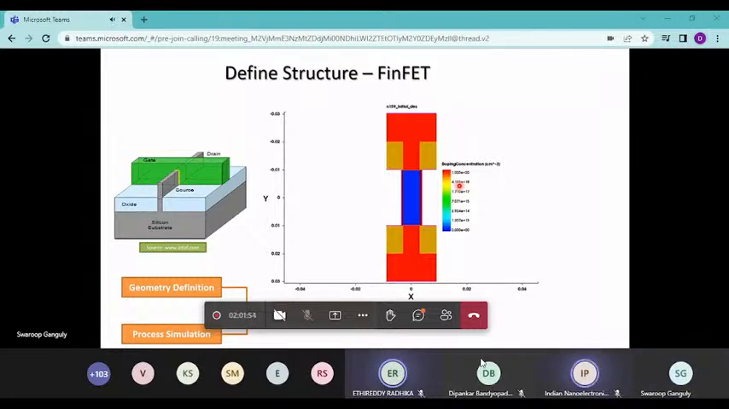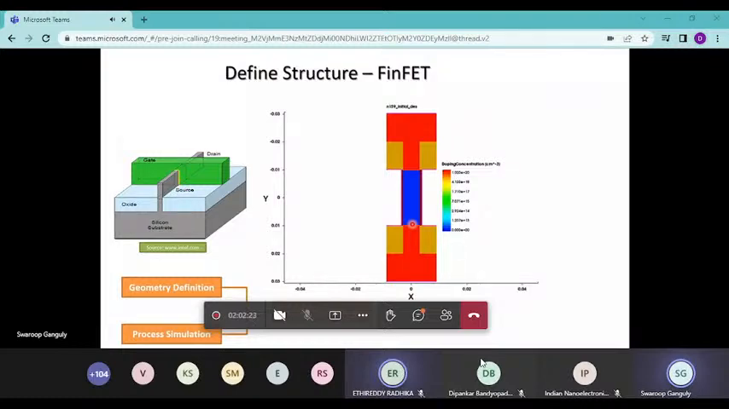Thank you. So the first step in doing a device simulation is to define the structure. This is the 3D view of the structure, and I have shown you a top view of it. For many situations, it works to do a simple two-dimensional simulation like this. It saves a lot in terms of computation time.